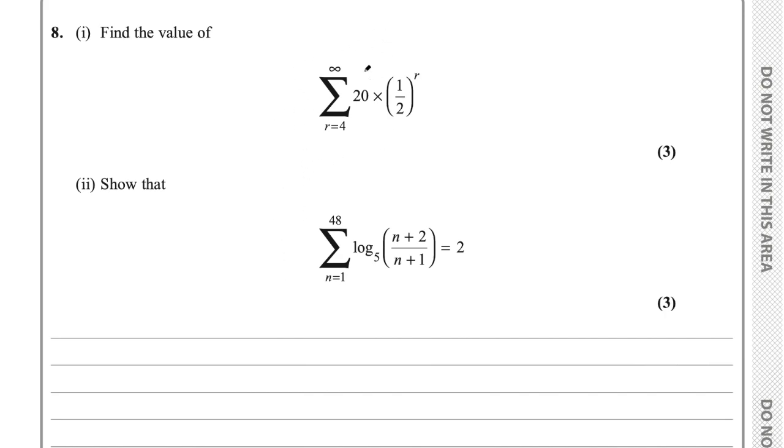But anyways, for the first one, we're going to want to use the infinite sum formula for a geometric series. And we also need to find the first term. So actually, let's go ahead and firstly write down that formula for part A. So we're looking for the infinite sum of a geometric series. And that formula is A over 1 take R.